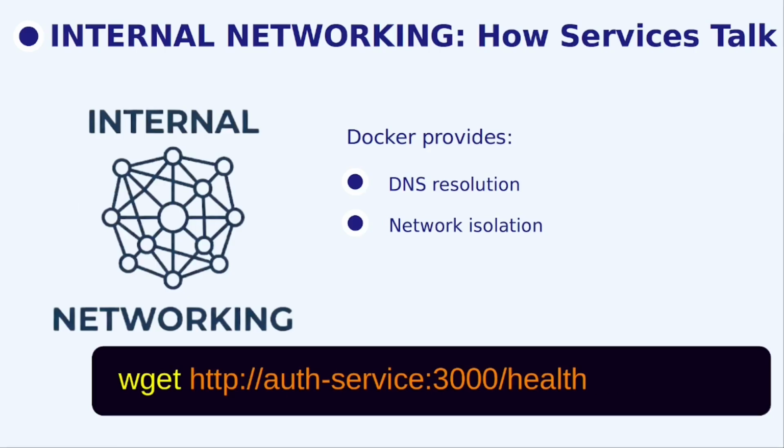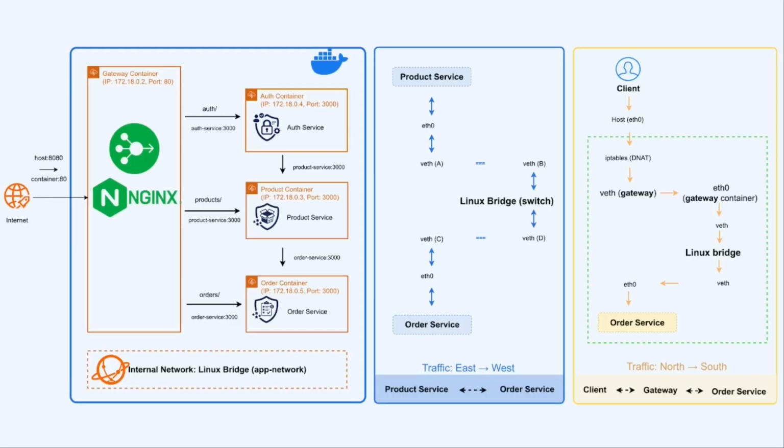Internal networking. Docker provides two key features: DNS resolution and network isolation. Each service can call another using its name as a hostname. This works because Docker automatically maps names to IPs. The service name is the hostname. Let's review the flow of the project.